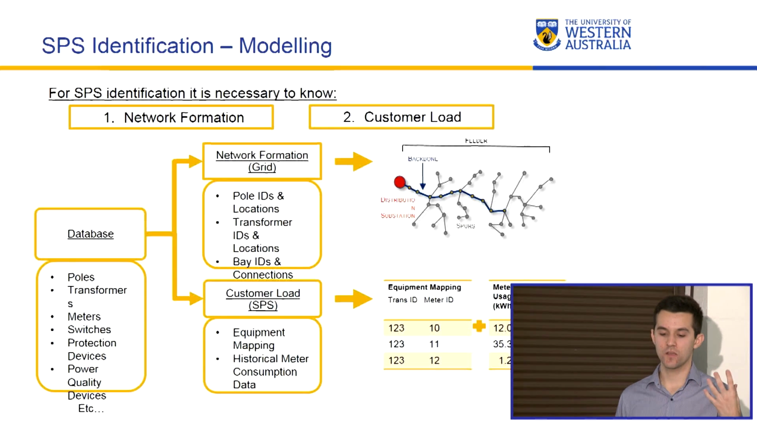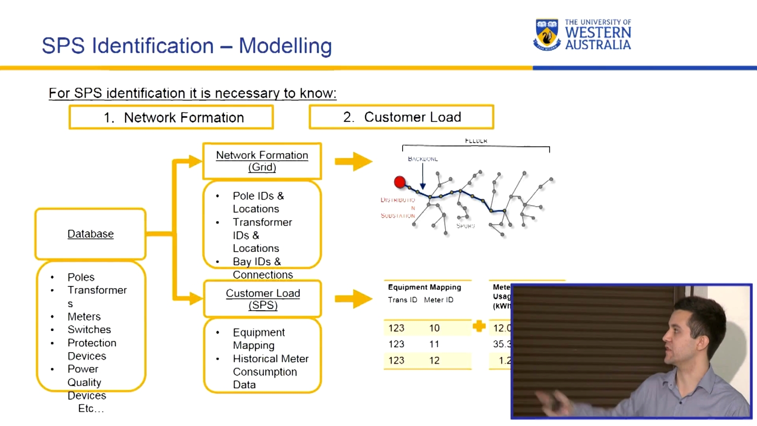So we start with making database queries from Western Power's database. We take information such as the poles, transformers, meters, switches, protection devices, and power quality devices. We then form the network itself via extracting the pole and transformer IDs and location, as well as the bay IDs and location, and using this information to construct the network in a similar sense to what is shown here.